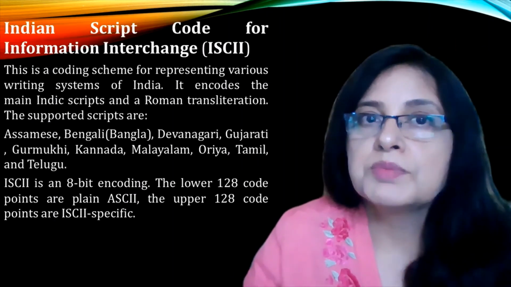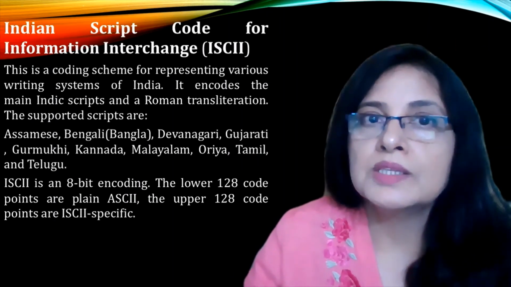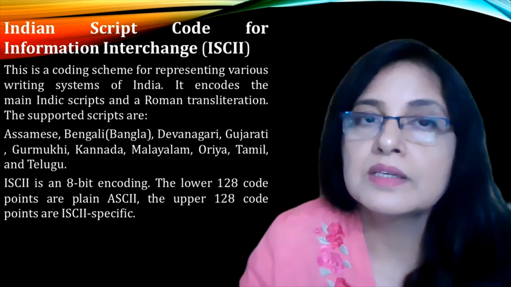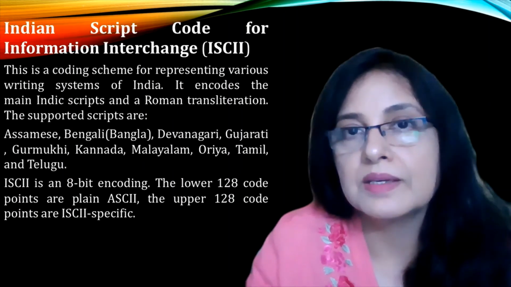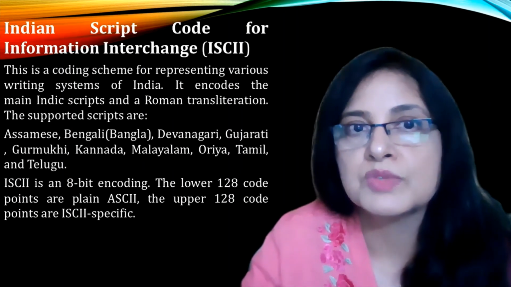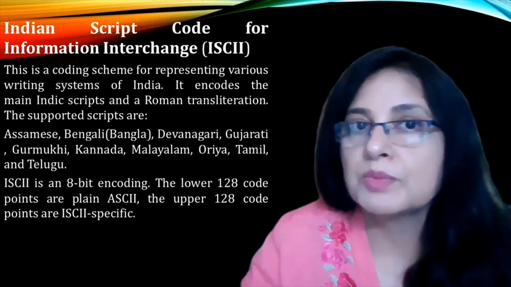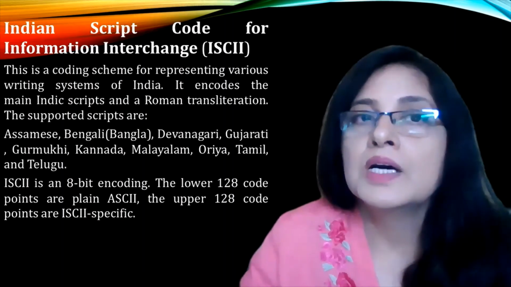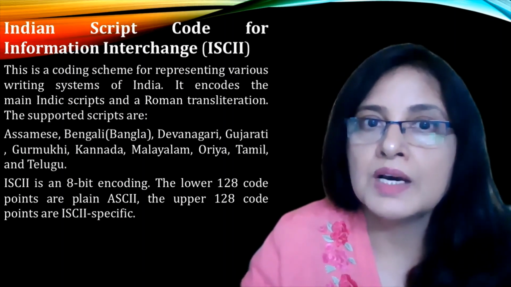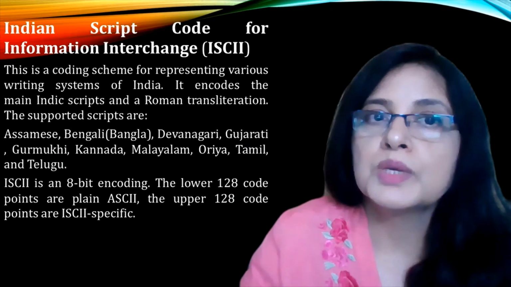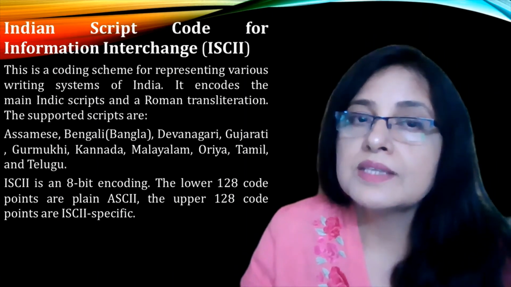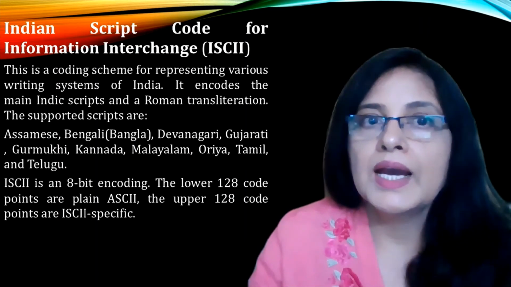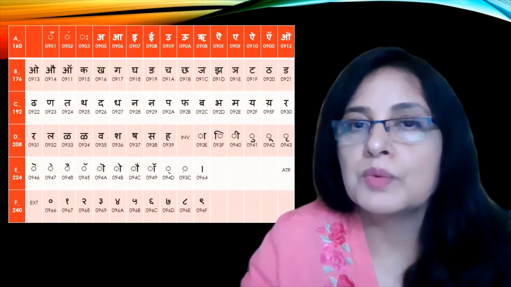The Indian Script Code for Information Interchange, the ISCII, is also another coding scheme, which basically represents various writing systems of India. And the supported scripts are Assamese, Bengali, Devanagari, Gujarati, Gurmukhi, Kannada, Oriya, Tamil, and Telugu. It's an 8-bit encoding, and here is how it looks.